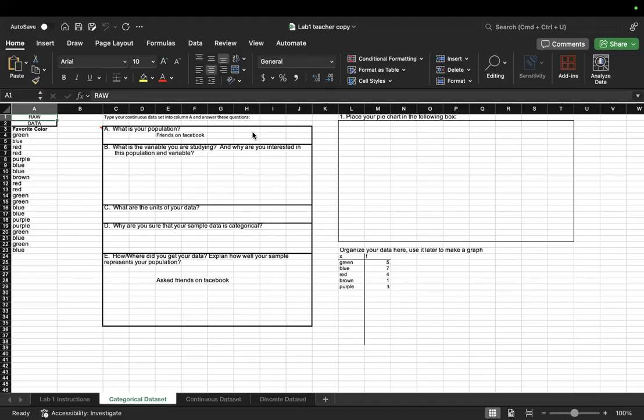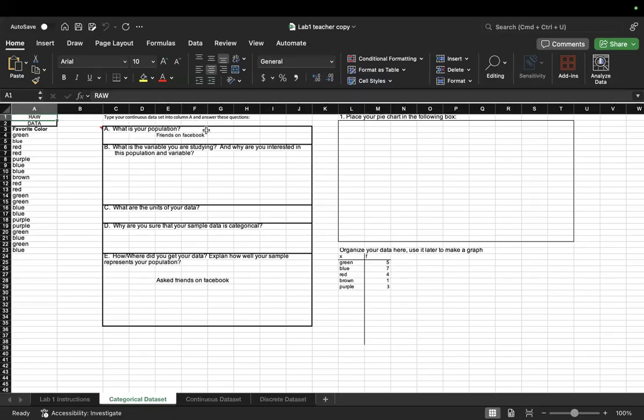So I'm going to start with categorical. I asked 20 friends on Facebook what their favorite color is. And then this is my raw data. I want your raw data. This is the raw data. I just typed them in here as they were given to me. This is the raw data right here. My population is my friends on Facebook.